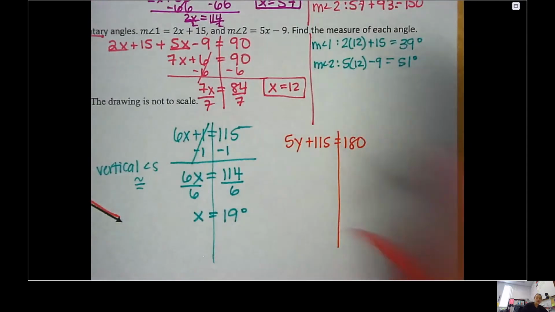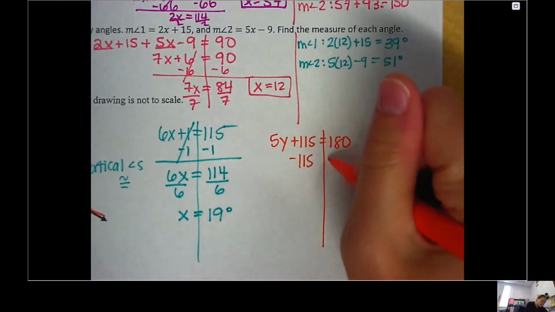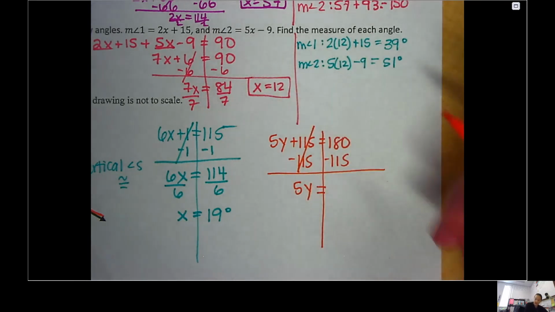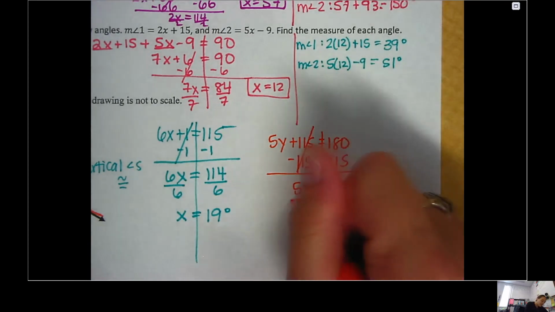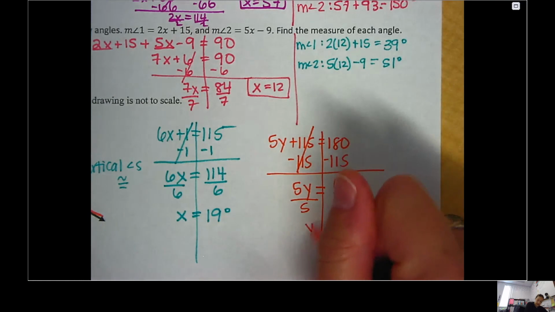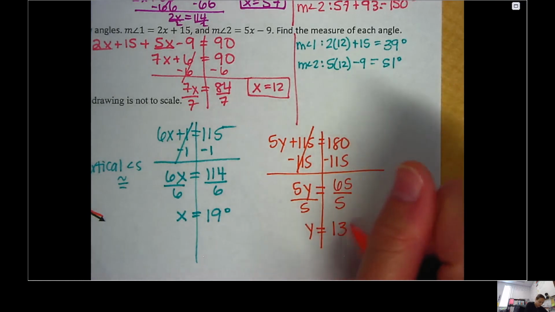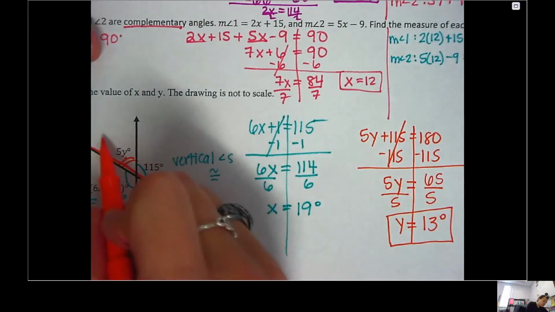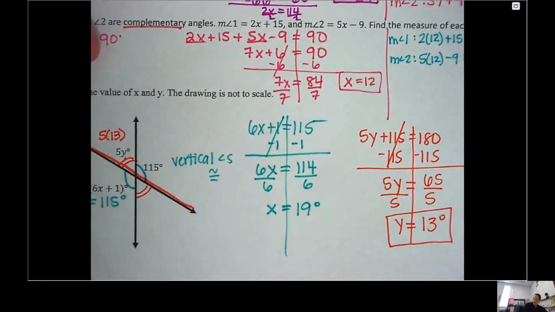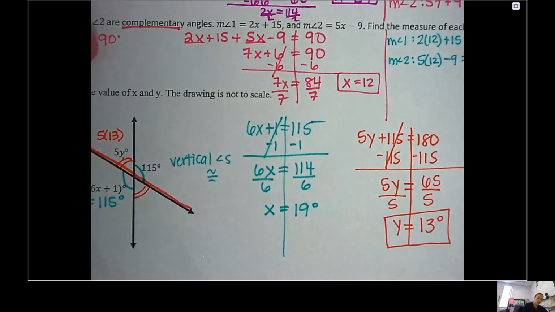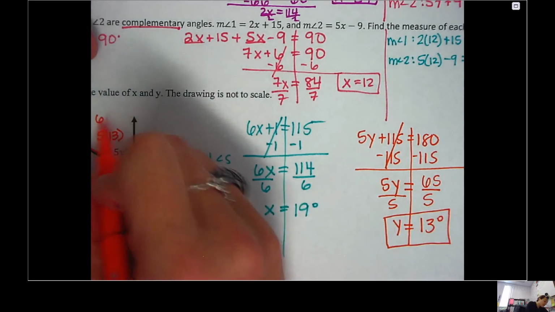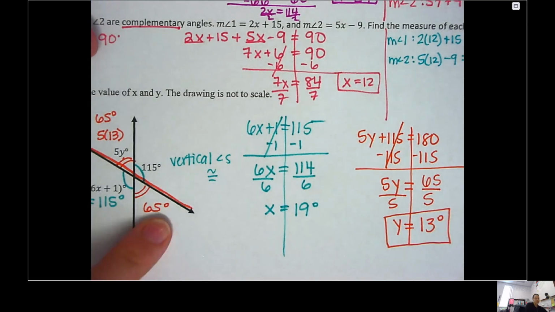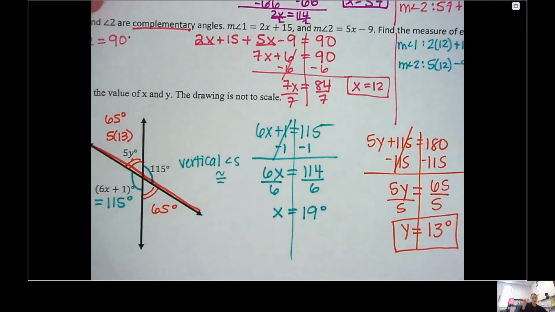Okay, and then this is, again, just algebra. So I subtract 115 from both sides. I get 5y equals 65. And then divide both sides by 5. I get y equals 13 degrees. And then if I want, I can plug it back in. So 5 times 13 gives me, I don't know what that is, 65 degrees. And hey, that means this is 65 degrees. And I can check 115 plus 65 gives me 180. So I did it right.